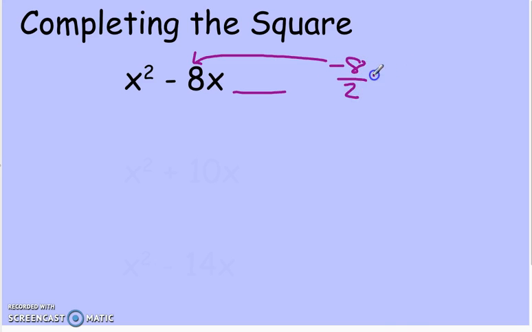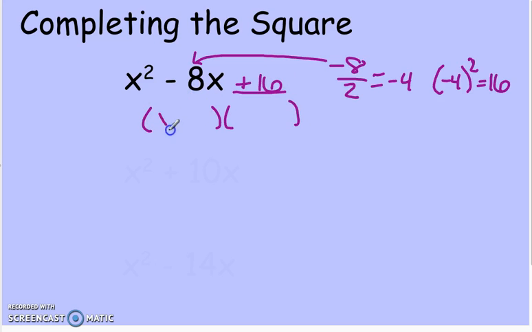So negative 8 divided by 2 is negative 4. Then, because this is called a perfect square trinomial and we're looking for a perfect square, we're going to square that number. So negative 4 times negative 4 is positive 16. So to make this a perfect square trinomial, we need a third term, and we're going to make that third term 16. Now if I look for two numbers that add to negative 8 and multiply to positive 16, the numbers are negative 4 and negative 4. So I get those same two binomials.